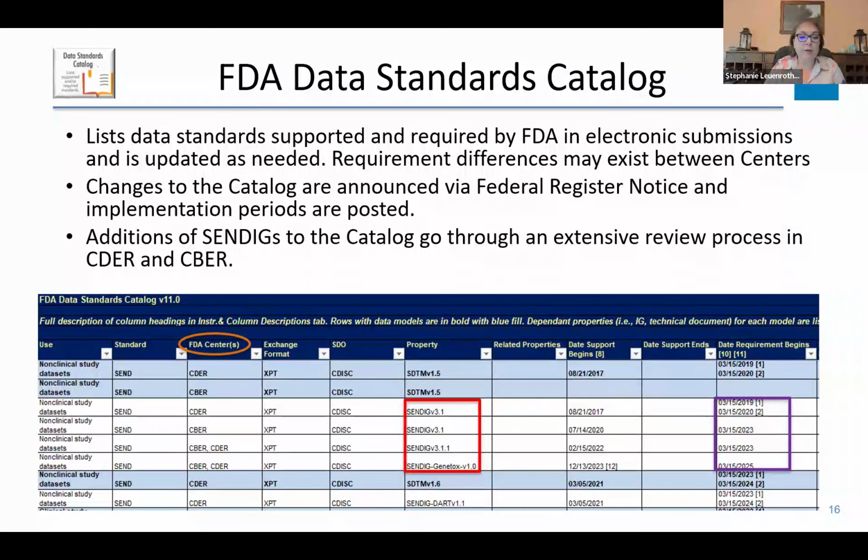It will tell you that it's non-clinical study data sets. It's in SEND format. It'll tell you which FDA center it applies to. And then it will tell you the properties. So in the red box here, you'll see SEND IG version 3.1 or 3.11 or GeneTox or whatever that might be. And then if you look over to the right, you can see support dates of when you could start submitting it, to the requirement dates, which are listed on the far right of the screen. So that's the type of information that we include within the FDA Data Standards Catalog to inform industry of the new requirements.